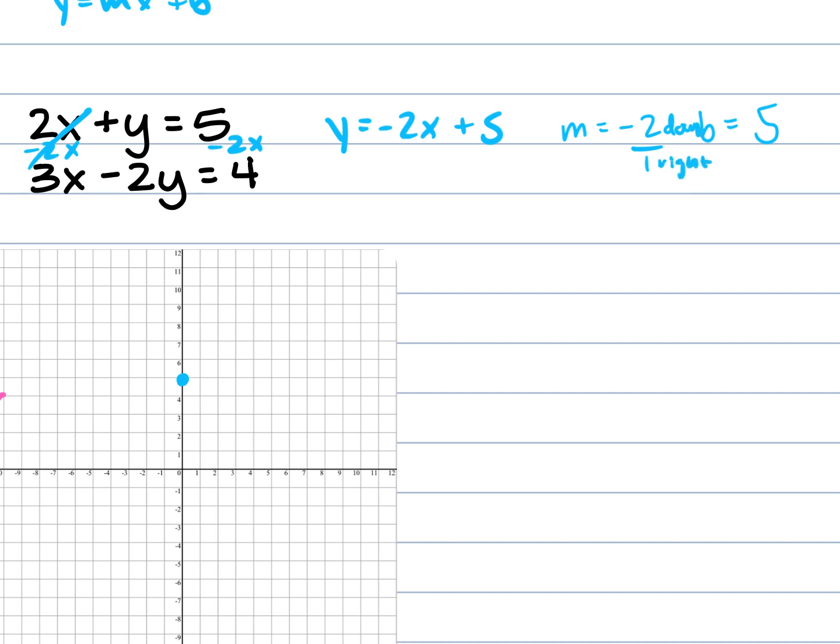We always go to the right. So if it's negative, you just go down to the right. If it was positive, you go up and to the right. But we always go to the right. So down 2 to the right 1, and repeat. Just put a few dots and then make your line as straight as possible.